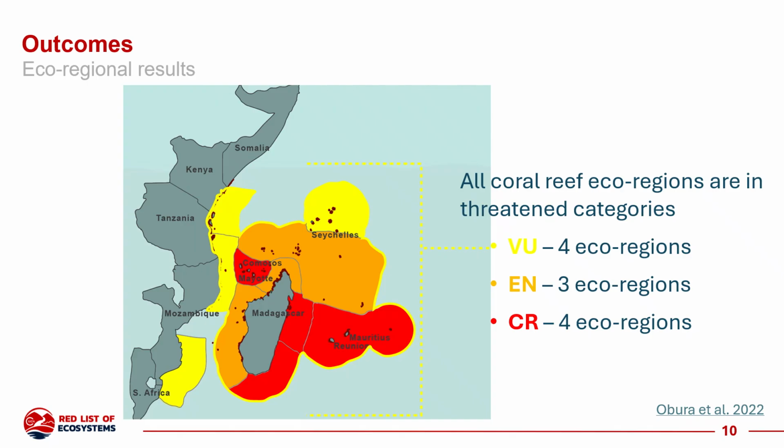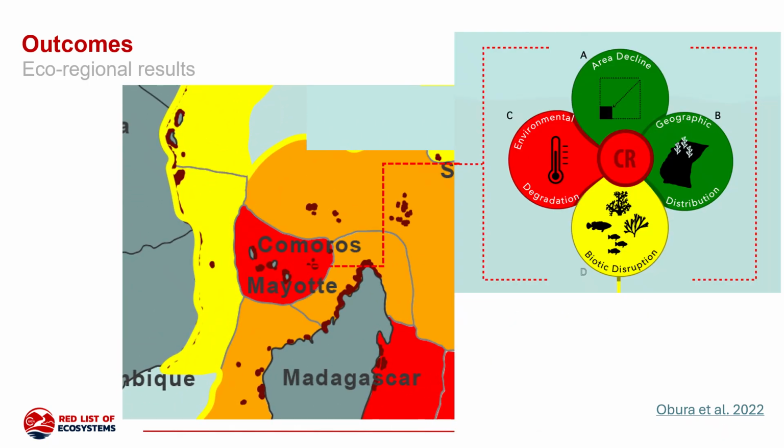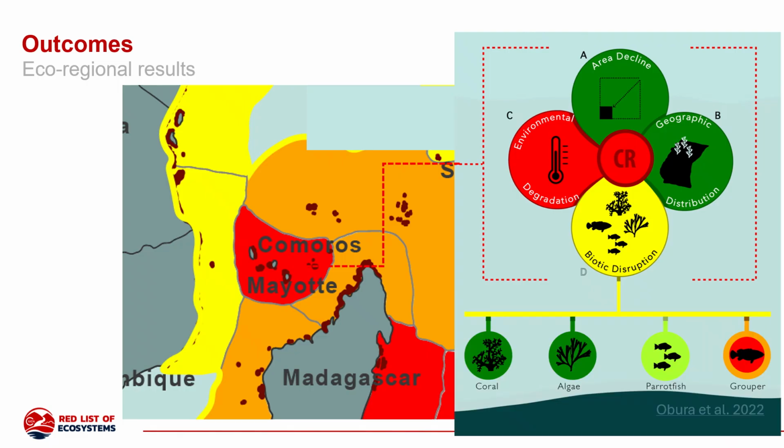To better understand why a particular risk category was assigned, the results could be further explored by individual criteria. For example, here we show results from the Comoros ecoregion, highlighting the risk status assigned under each of the RLE criteria, A through D. We can zoom in even further to look at the specific indicators used under Criterion D, which focuses on biotic processes. This detailed breakdown shows which components of the ecosystem were most at risk and contributing to the overall risk status.